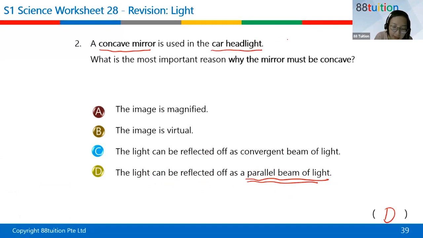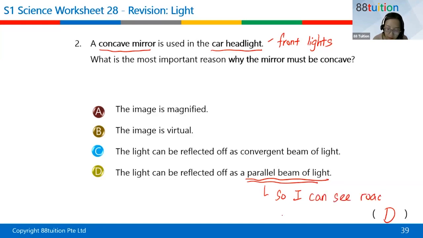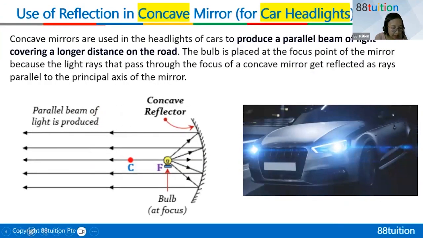These are the front lights of the car. Because you want to see the road, so I can see the road further away, so that there's more time for me to respond in case I need to emergency brake. If you got this wrong, it is from this slide that you don't understand. So this is the headlight. We went through this last week. This is a quick recap.